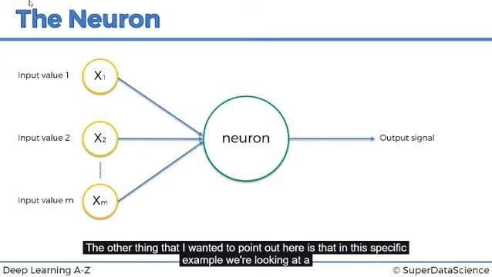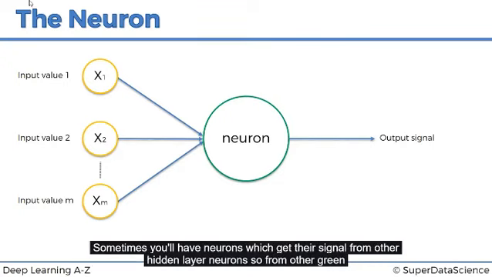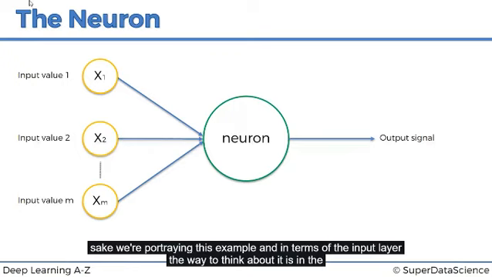The thing that I wanted to point out here is that in this specific example, we're looking at a neuron which is getting its signals from the input layer neurons. So they're also neurons, but they're input layer neurons. Sometimes you'll have neurons which get their signal from other hidden layer neurons, so from other green neurons, and the concept is going to be exactly the same. And just in this case, for simplicity's sake, we're portraying this example.